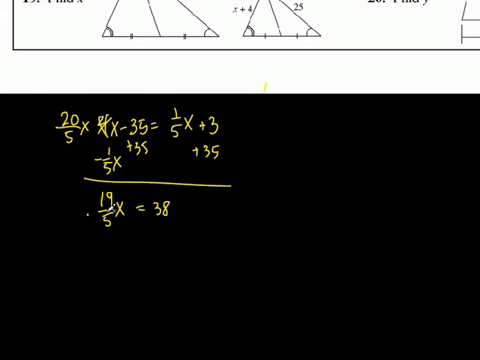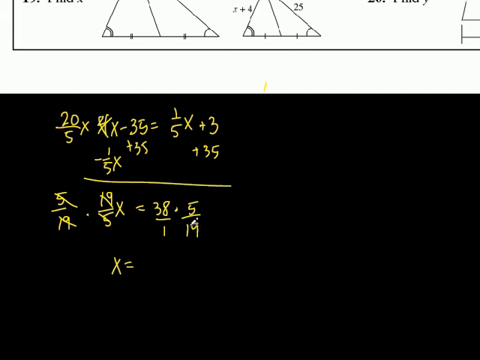So I have to get rid of 19/5. If it's being multiplied, I multiply by the reciprocal. That's the way to get rid of it. See, the 5 cancels and the 19 cancels. Well, I do the same thing to the other side. Multiply that by 5 over 19. This is what I'm talking about when I say they rigged this so it comes out nice and even.